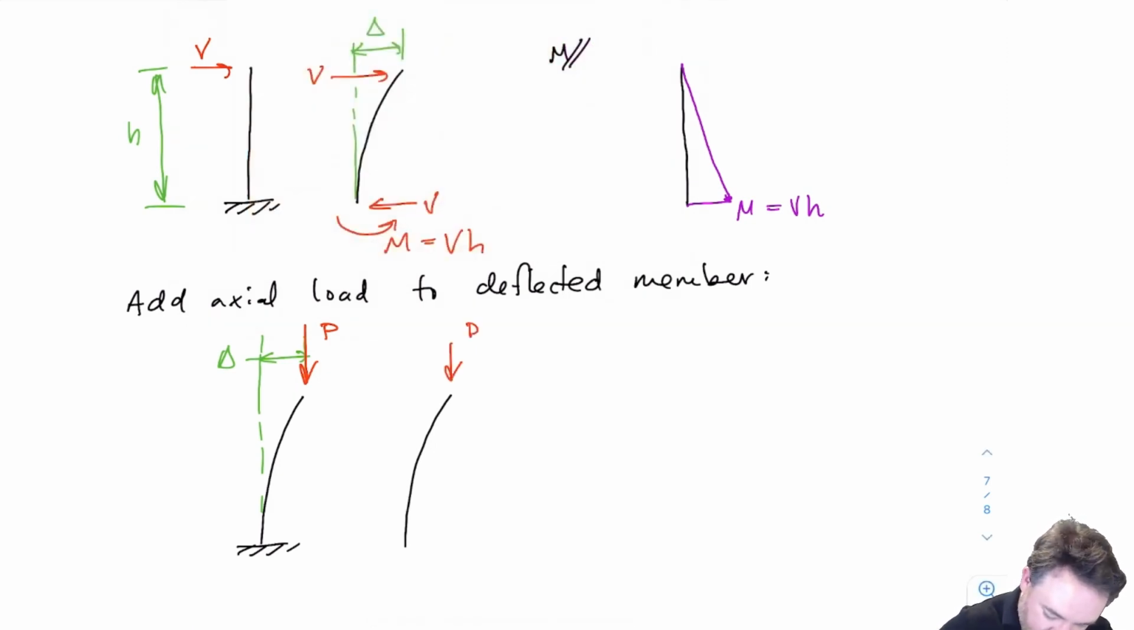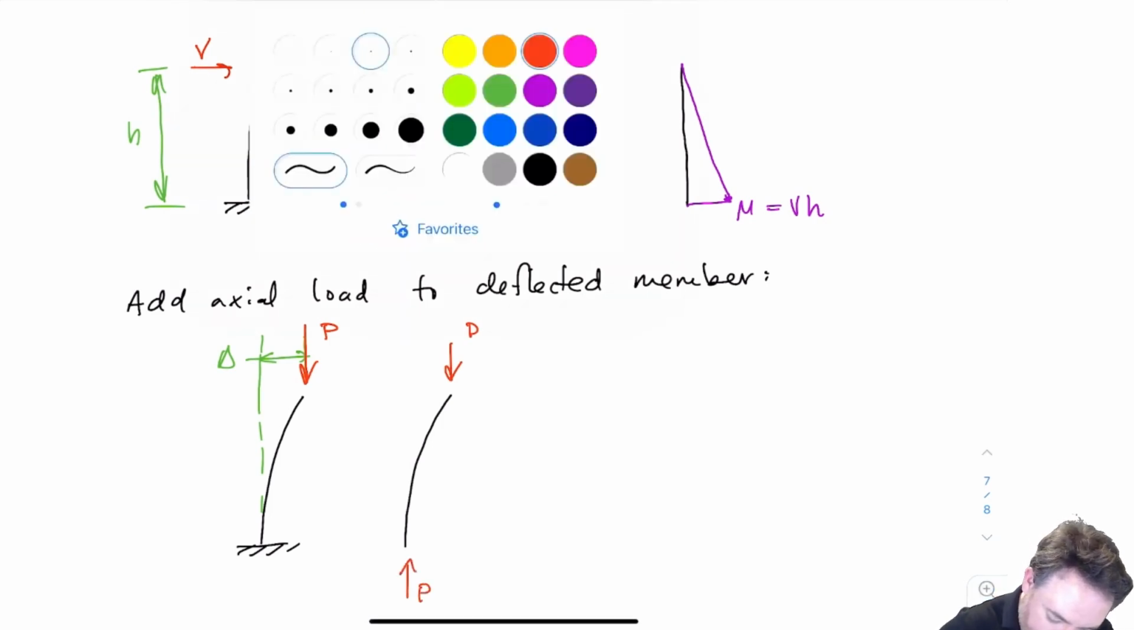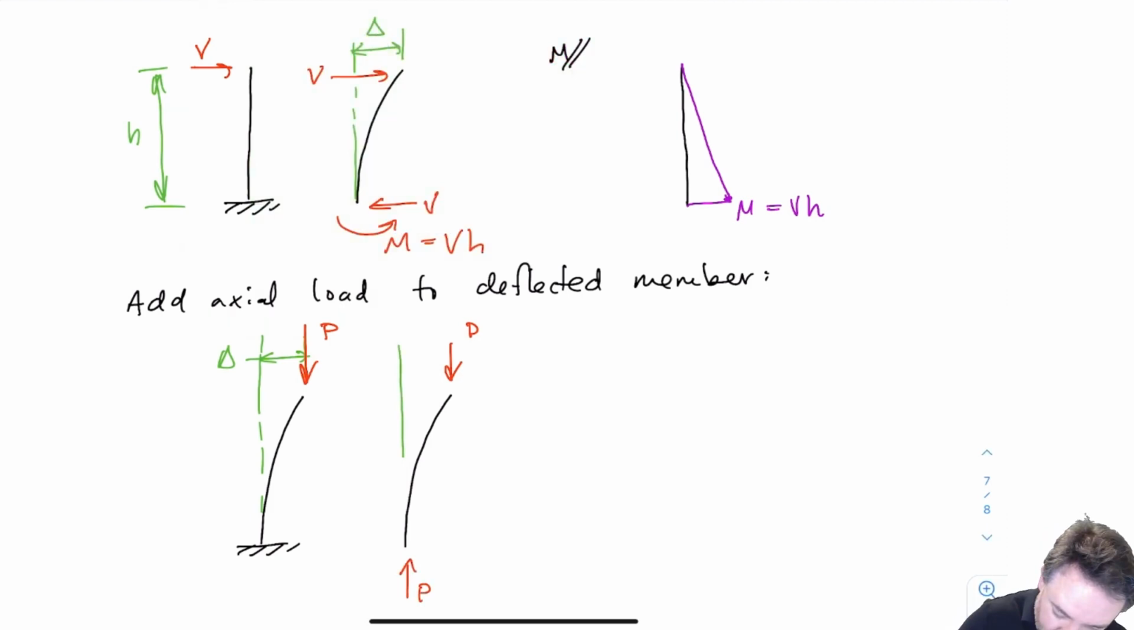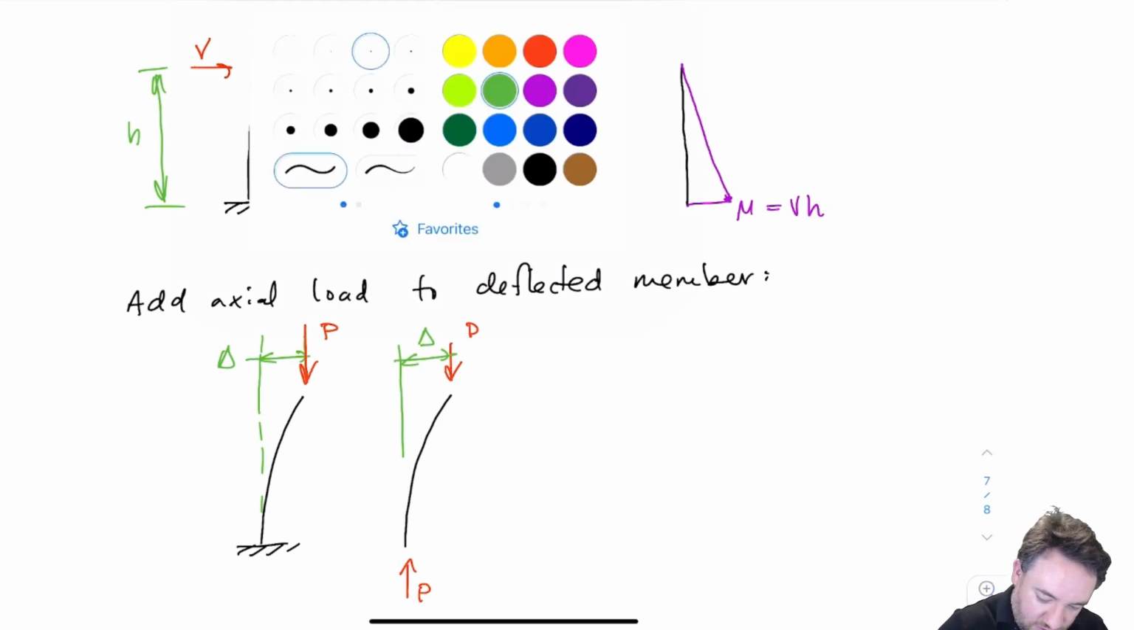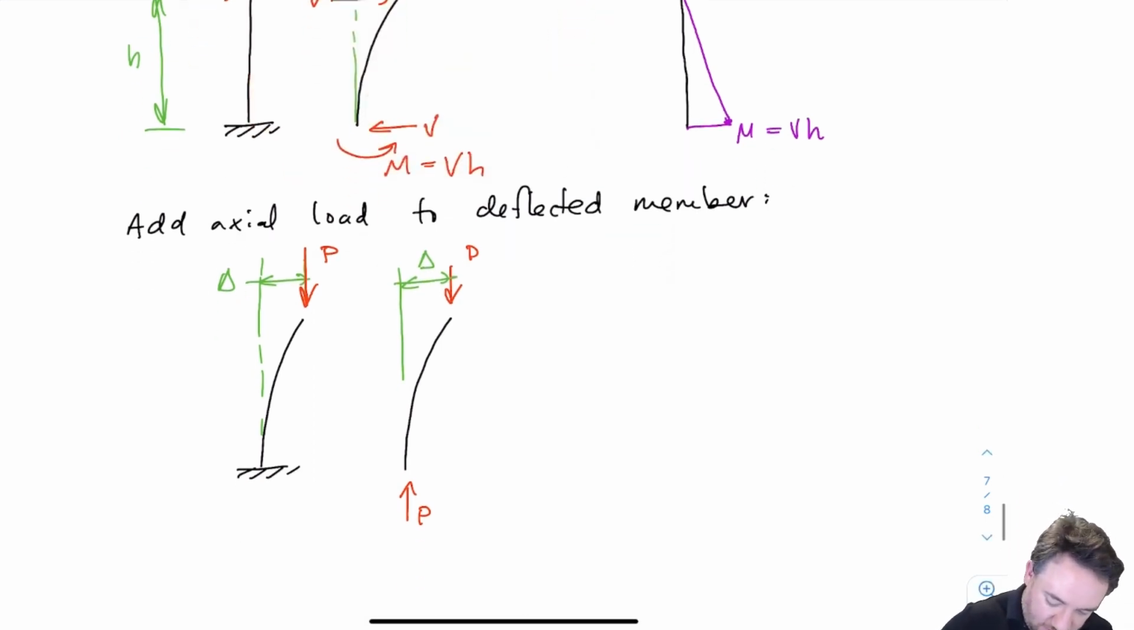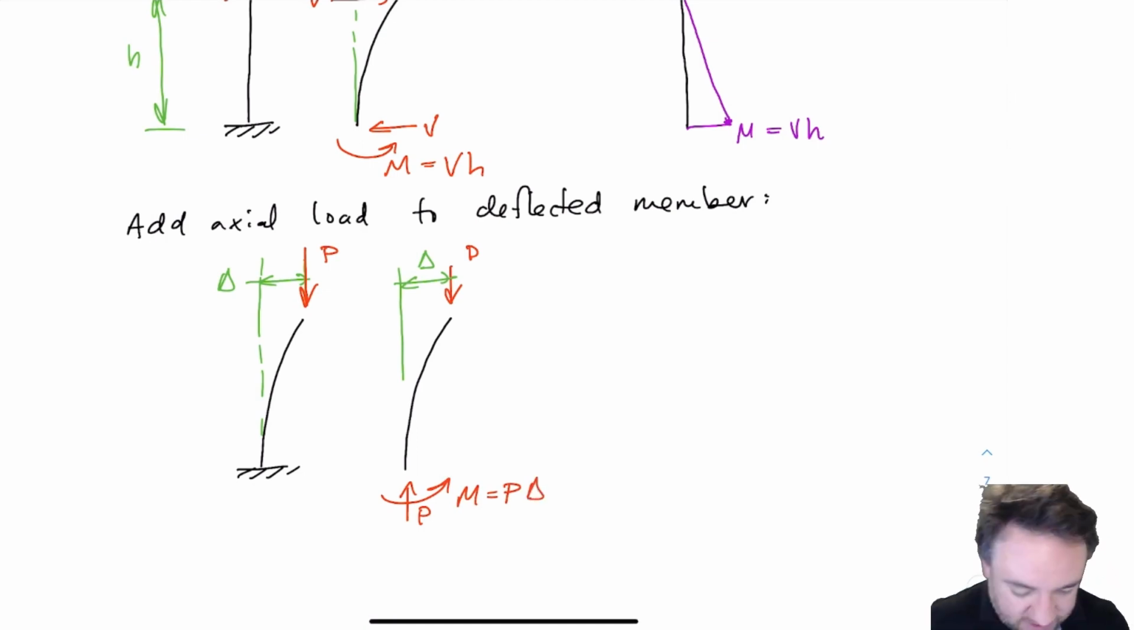So if I draw my free body diagram here, again, I have a couple. These two P's form a couple, and they're separated by this eccentricity delta. And so in order to finish this free body diagram, I'm going to have to add a moment to resist that couple. It's going to be at the base here because that's the only place where we can have a moment, and it's going to be P times the eccentricity delta.